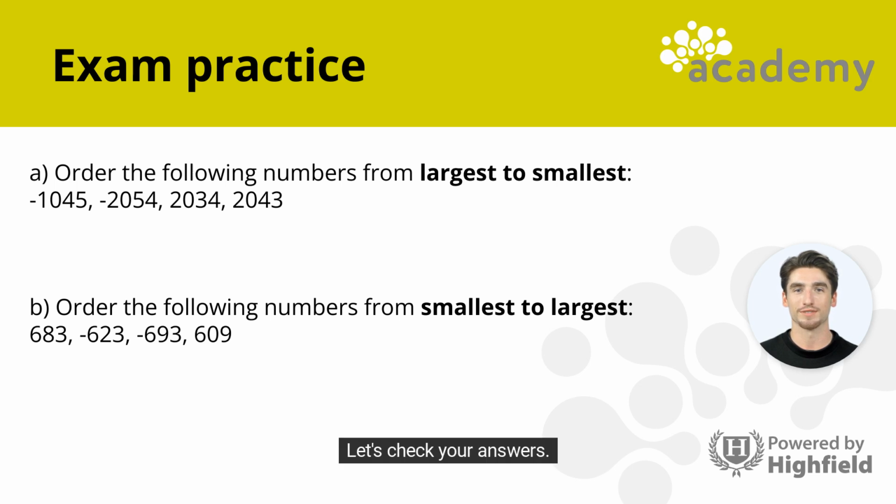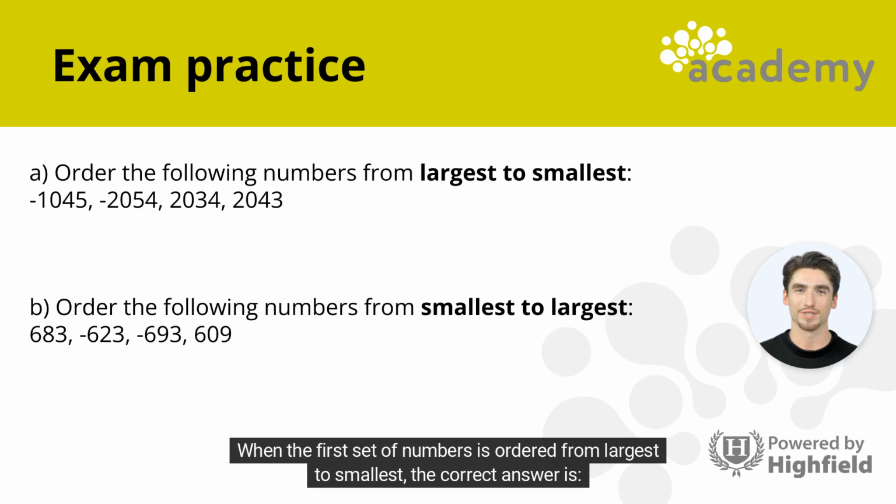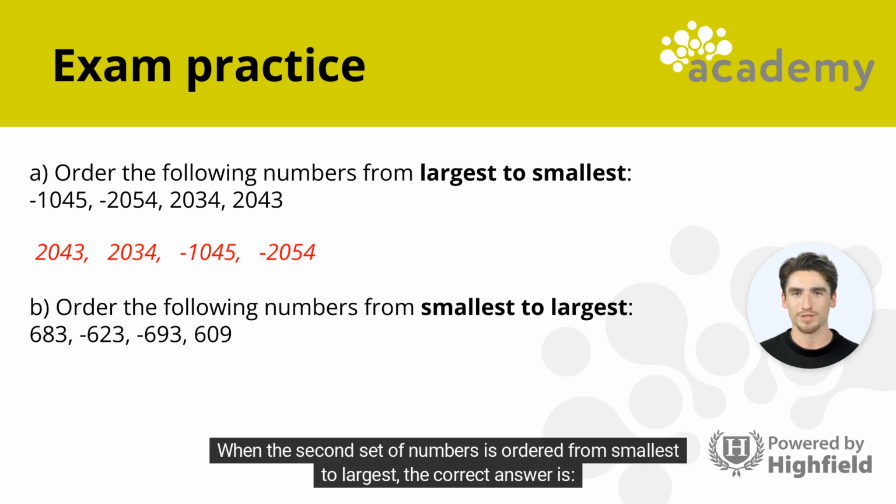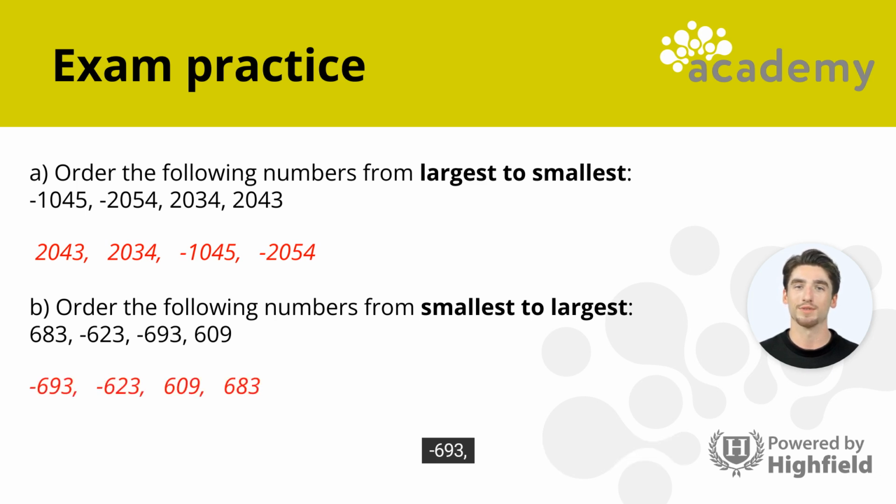Let's check your answers. When the first set of numbers is ordered from largest to smallest, the correct answer is 2043, 2034, minus 1045, and minus 2054. When the second set of numbers is ordered from smallest to largest, the correct answer is minus 693, minus 623, 609, and 683.